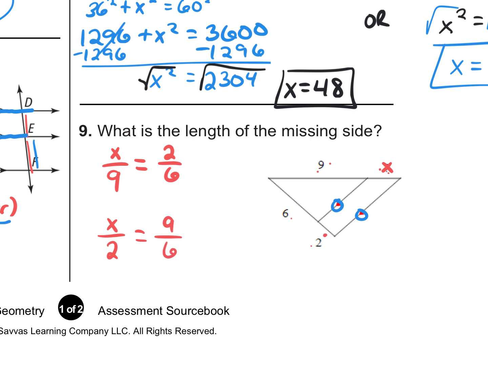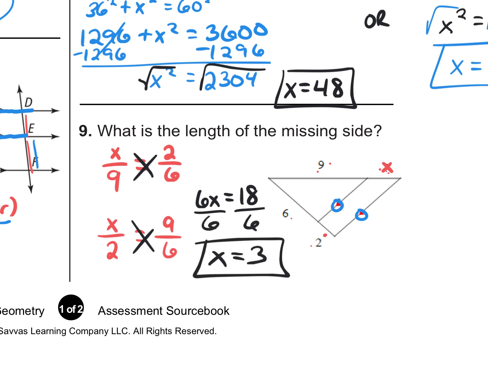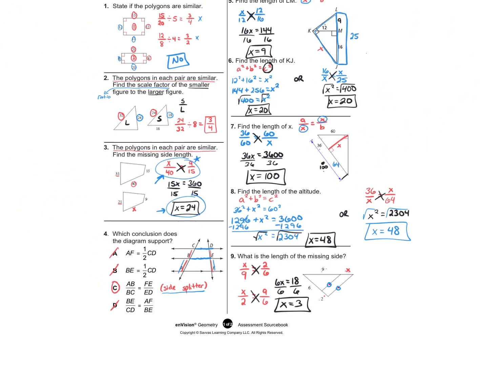Both of these are correct, because if I cross multiply both of these, I'm going to get 6x equals 18 for both of those. So then last step, divide by 6, x equals 3. Okay, any questions over this front side here?